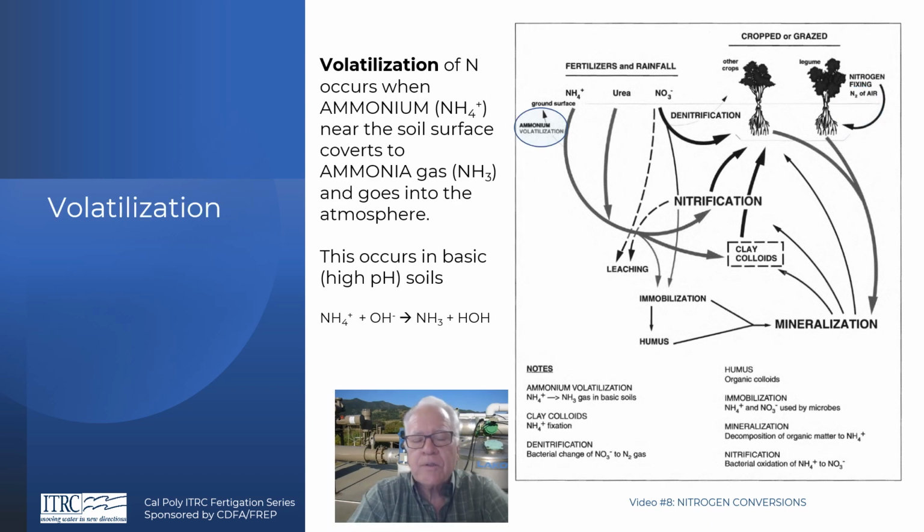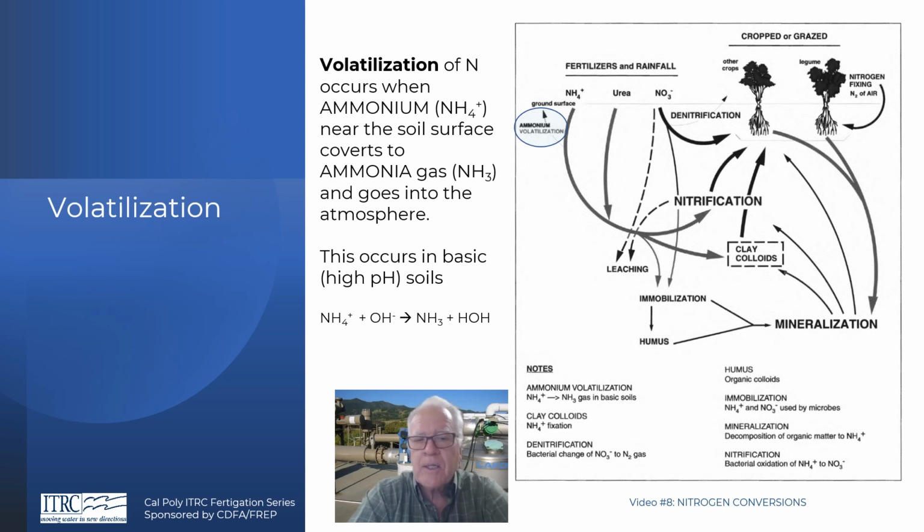Volatilization in this nitrogen cycle is demonstrated near the upper left-hand side. It says ammonium volatilization. What you have is the ammonium ion, a cation, NH4+. When it's near the soil surface, it can convert to ammonia gas, NH3, and of course, that just goes into the atmosphere, and it's lost. So where does this occur?